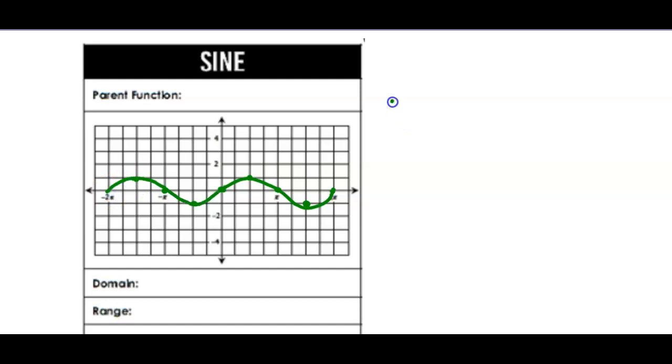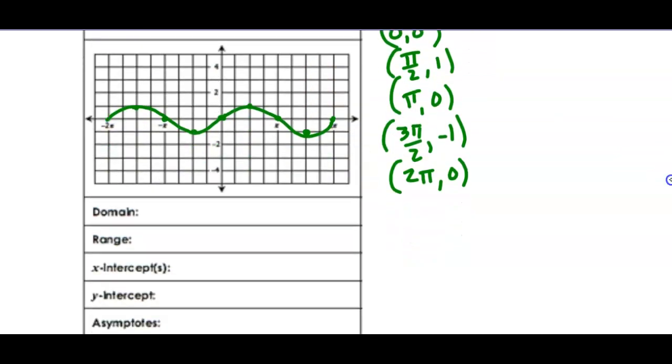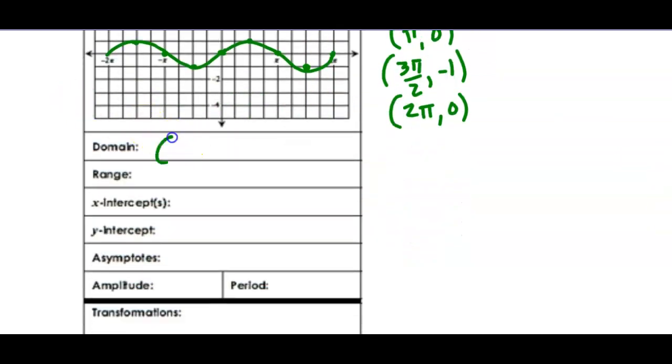So the ordered pairs you would need to list would be 0, 0, pi over 2, it was up at 1. At pi, it's back at 0. At 3 pi over 2, it's down at -1, and at 2 pi, it's back at 0. So those would be the quarter points needed in one period. The domain, though, is that it goes on forever left and right, so it's -infinity to infinity. The range, bottom to top, is only -1 to 1. Okay, it can only range between -1 and 1.